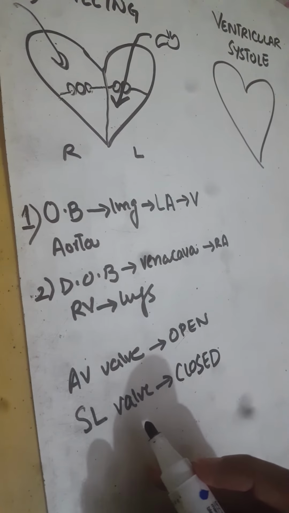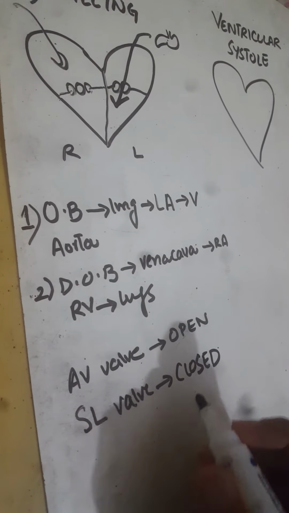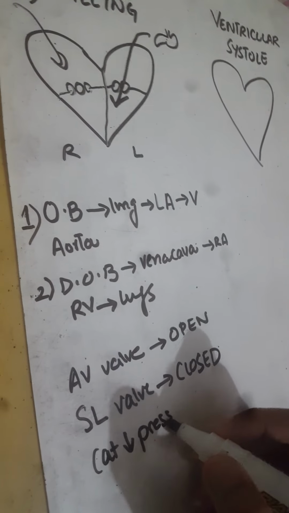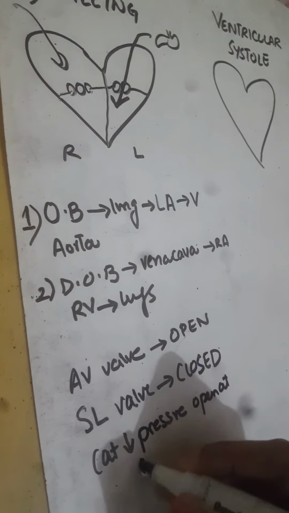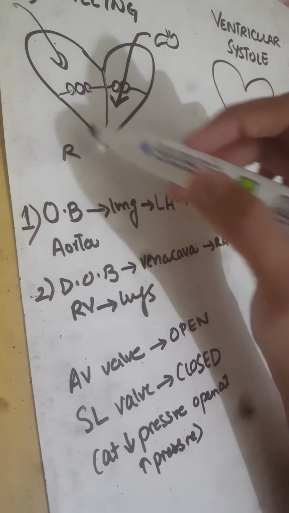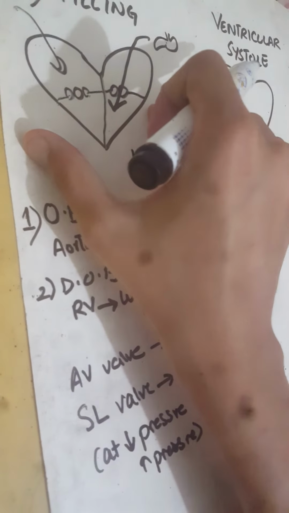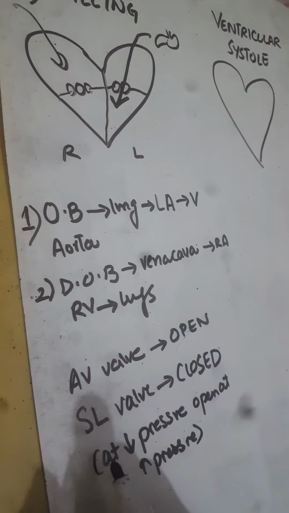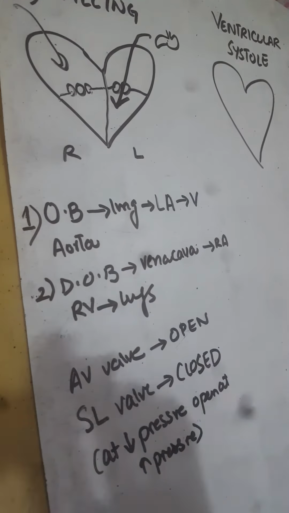The semilunar valve is open at high pressure and closed at low pressure. Here is the filling stage. We have drawn this heart a bit broad and this a bit shrunken. Broad means the heart is in a relaxed state. When the heart is in a relaxed state, the SL valve will be closed, because this valve is open only during the increased pressure state. There is no increased pressure, so it is closed, right?